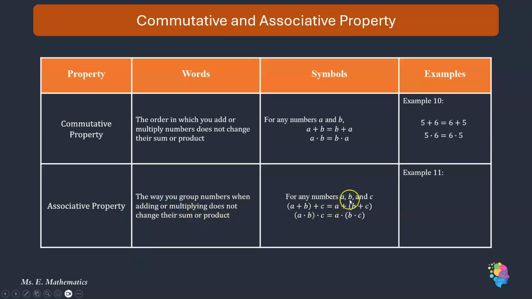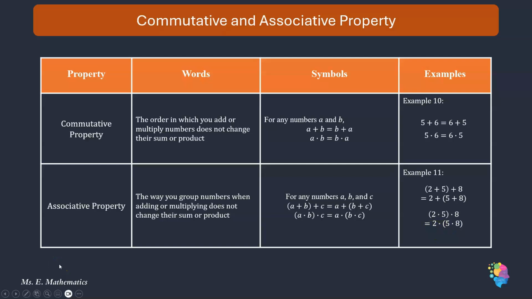So for any numbers A, B, and C, if I add A plus B and then add C, is the same thing as adding B plus C first and then A. With a product, A times B and then multiplying C is the same as multiplying B times C and then multiplying it times A. Using numbers, if I add 2 plus 5 and then add 8 is the same as adding 5 plus 8 and then 2. Or if I multiply 2 times 5 and the result times 8 is the same as multiplying 5 times 8 and then multiplying the result times 2.